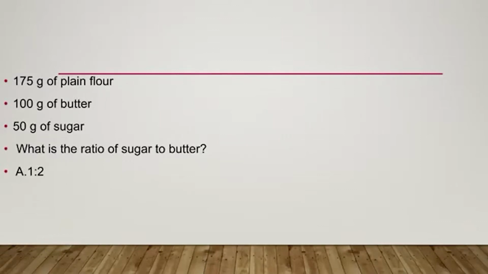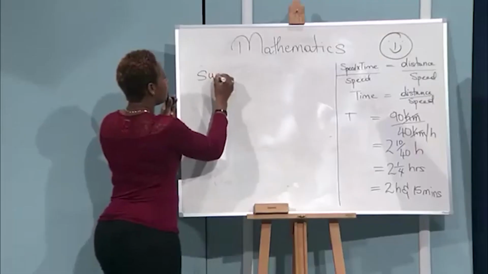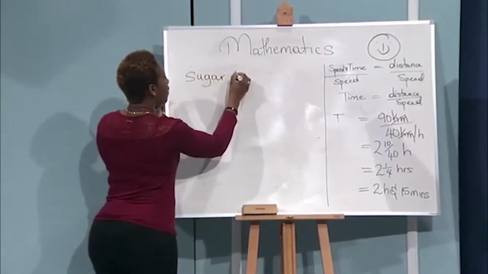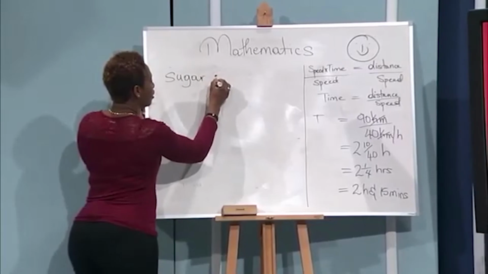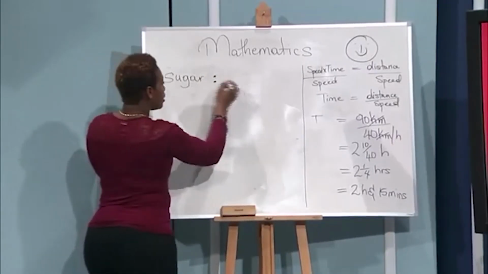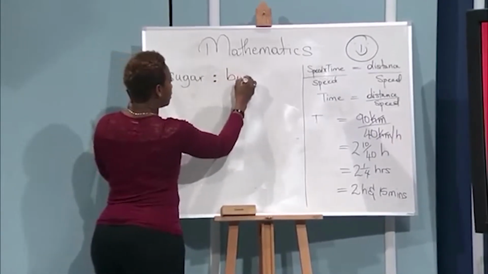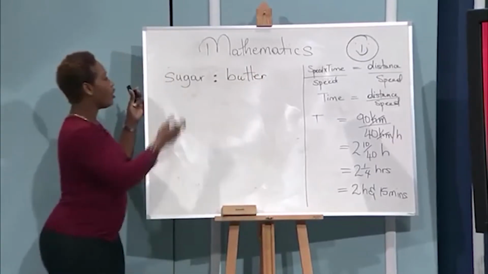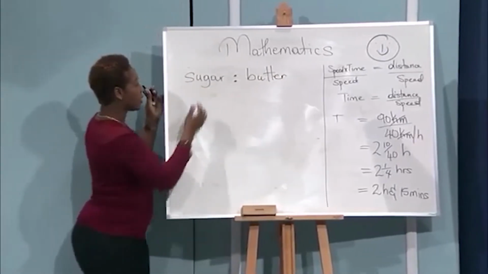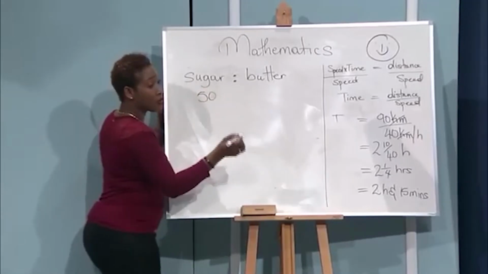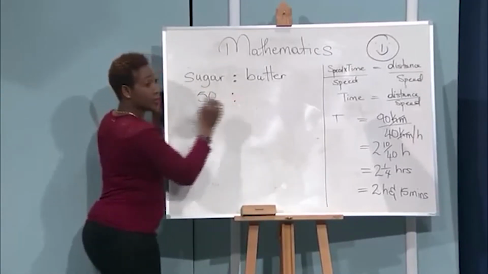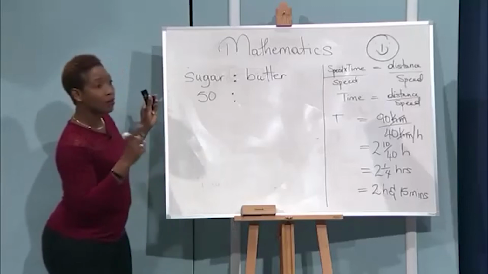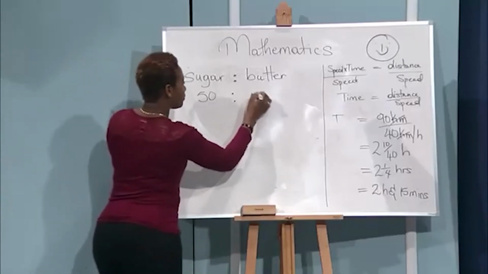And I've always said to you, put what you are comparing. Ratios compare quantities. So it's sugar to butter. All right, what measure or what quantities do you have of sugar and butter? So the sugar is 50. And they're both grams, so no need to put it in. So it's 50, and the butter would be 100.